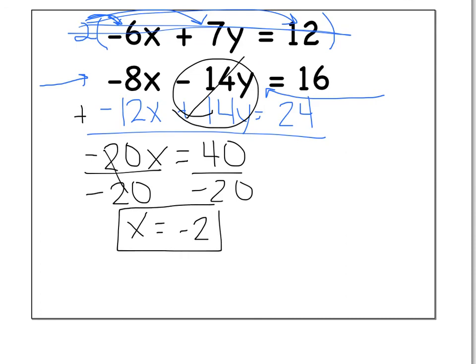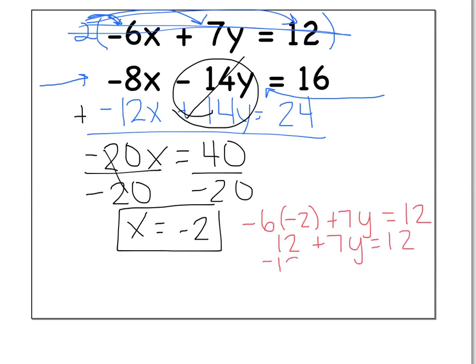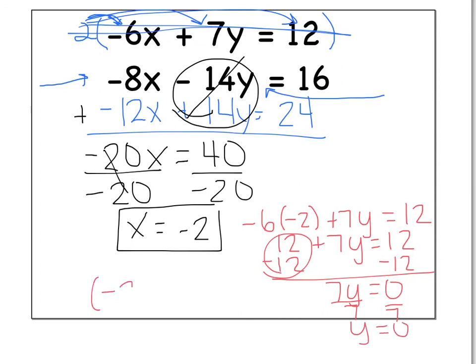From here, I have to plug back into either equation. I'm going to choose just the first one, negative 6 times negative 2 plus 7y equals 12. Negative 6 times negative 2 is 12, plus 7y equals 12. Subtract 12 from both sides. We get 7y equals 0. Divide by 7, and y equals 0. So our final answer would be negative 2, 0.